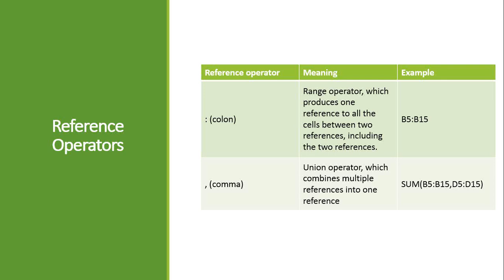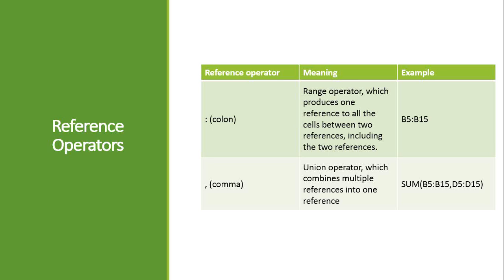The first one would be our reference operator. And the reference operator, essentially, there are two examples. We have our colon and we have our comma. In our first example, the colon, all that means is the word through. So here we see B5 colon B15. What that's saying is the cell ranges that I'm going to select, B5 through B15.